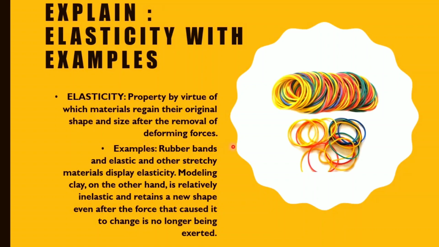For example, rubber bands, elastics and other stretchy materials display elasticity. An example of inelasticity is modeling clay, which, on the other hand, is relatively inelastic. That means whatever form we give it last, the last modification we have made to the modeling clay, will be its shape from then on.